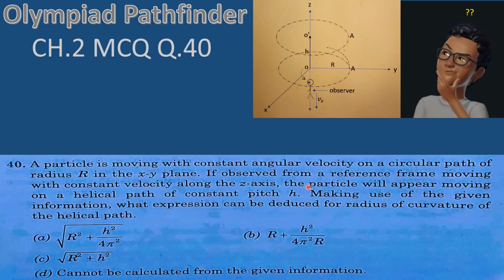If observed from a reference frame moving with constant velocity along the z-axis, the particle will appear moving on a helical path of constant pitch h. Making use of the given information, what expression can be deduced for the radius of curvature of the helical path? Four options are given. We have to select the correct option. Let us solve this question.